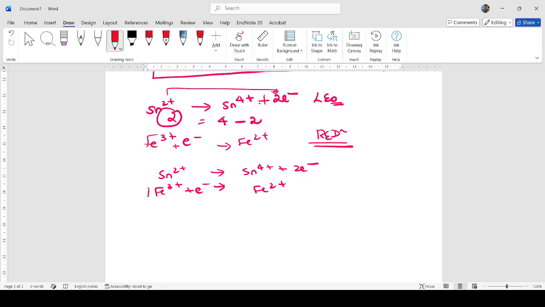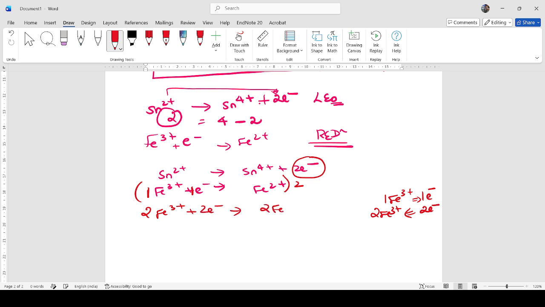So tin 2+ is giving tin 4+ by losing 2 electrons, and Fe3+ is taking up electrons to become Fe2+. The number of electrons is not the same. 1 mole of Fe3+ needs 1 mole of electrons to become Fe2+. How much is tin providing? 2 electrons. If I give 2 electrons, how many moles of ferric should have reacted? 2 moles of ferric. So just multiply it by 2. Now I write 2 Fe3+ plus 2 electrons is becoming 2 Fe2+.